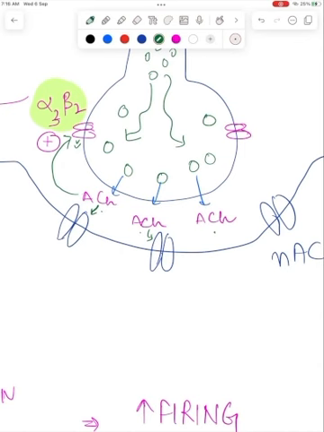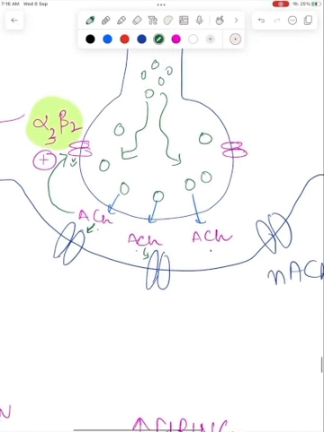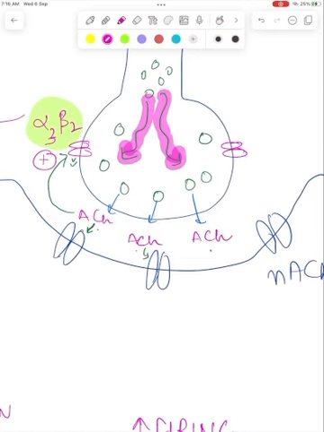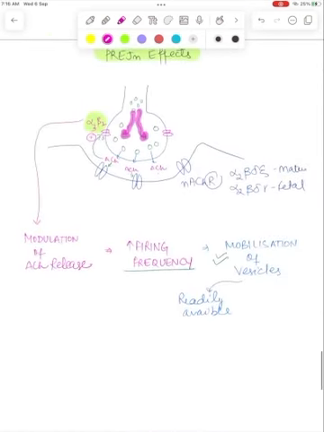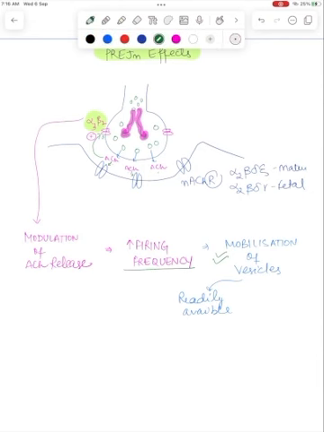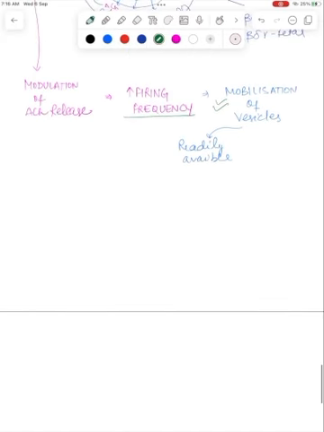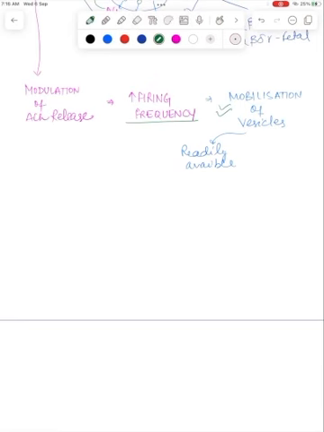And this causes mobilization of these acetylcholine vesicles into the more readily available form. And that allows more and more acetylcholine to be available for discharge in order to keep up with the increased firing frequency. So that is how modulation works.